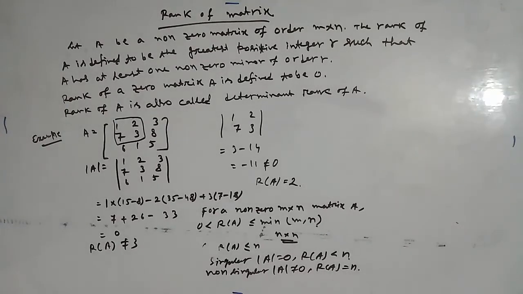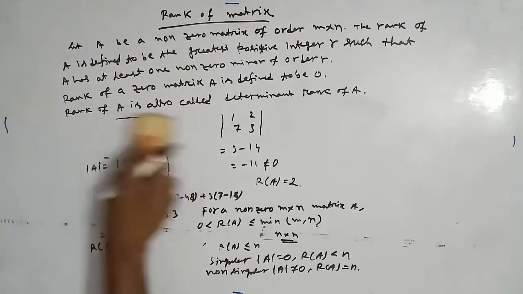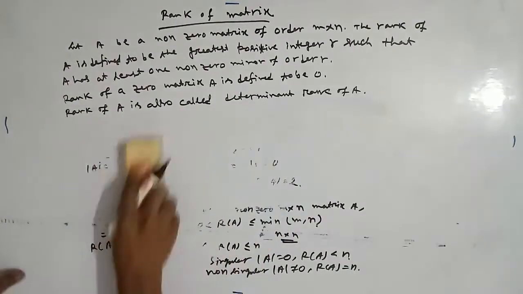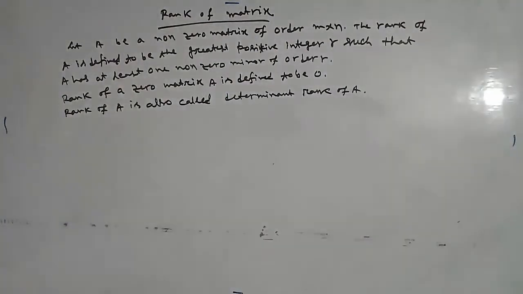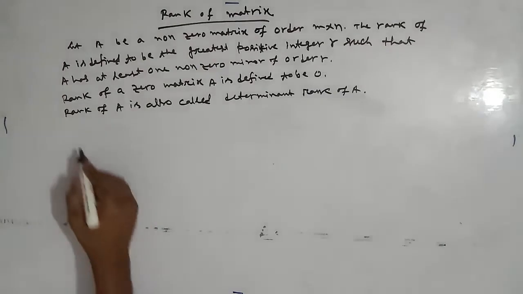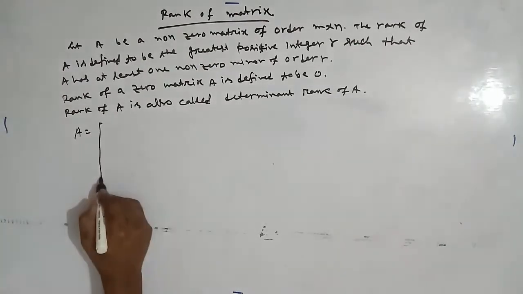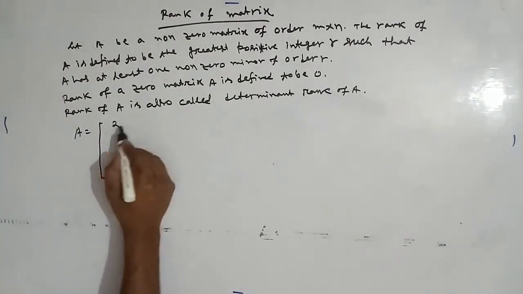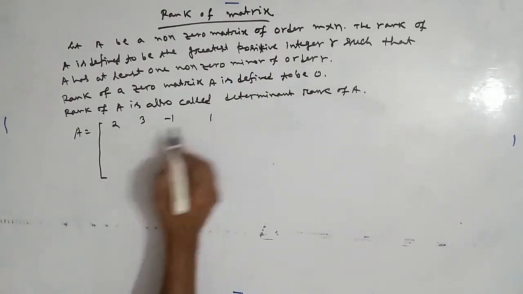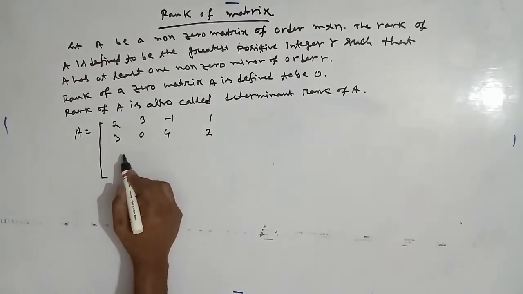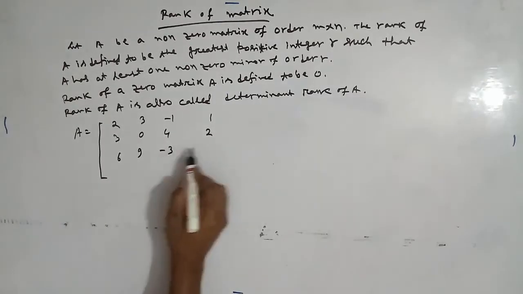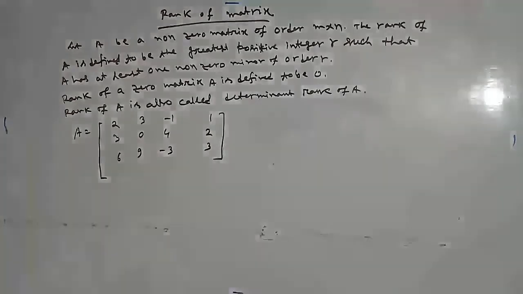Now I will give you another example of finding rank using the definition of rank. Let us take a matrix A equal to 2, 3, minus 1, 1, 3, 0, 4, 2, 6, 9, minus 3, 3.